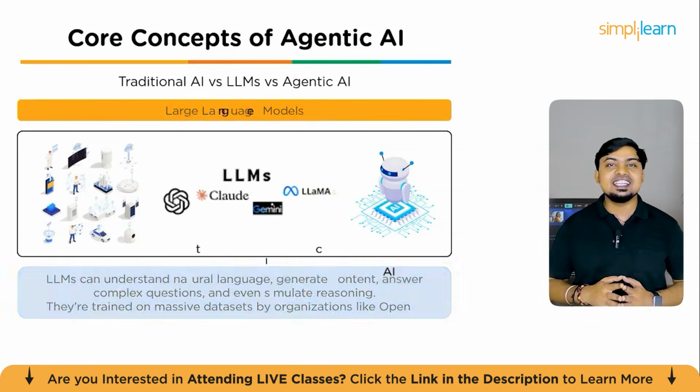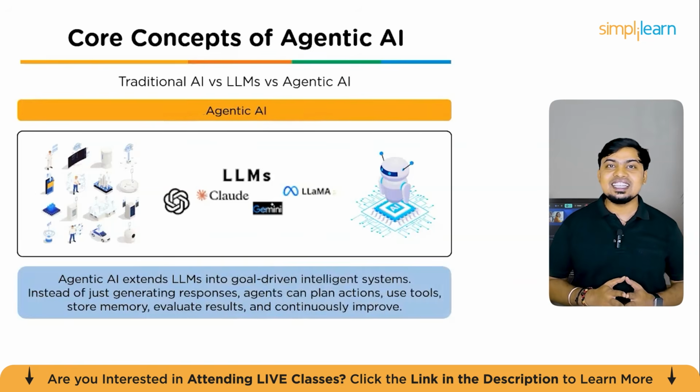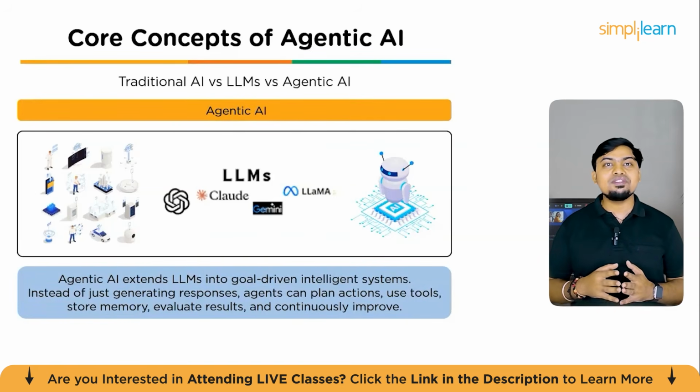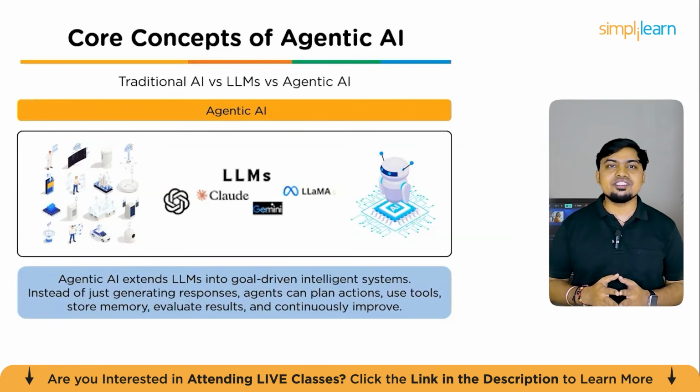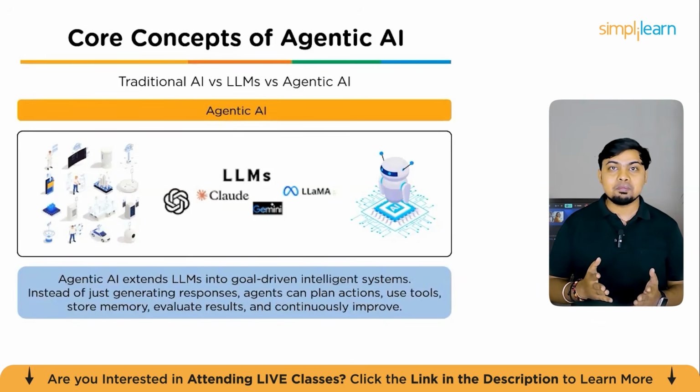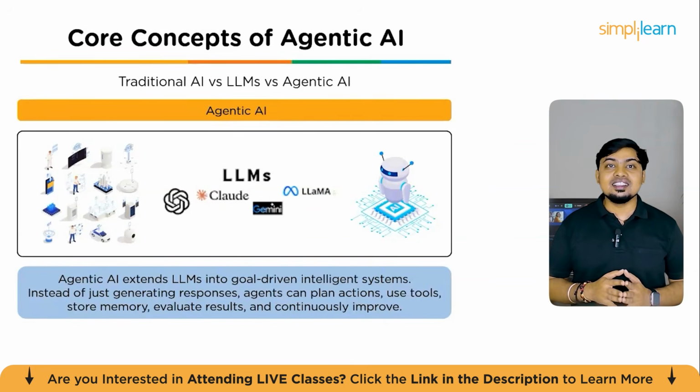Now comes the third stage, agentic AI. Agentic AI extends LLMs to goal-driven intelligent systems. Instead of just generating responses, AI agents can plan actions, use tools, store memory, evaluate results, and continuously improve. Here, even the workflow changes completely. You write a prompt, get a response, make a plan, take an action, observe, improve, and repeat. This loop is what creates autonomy.